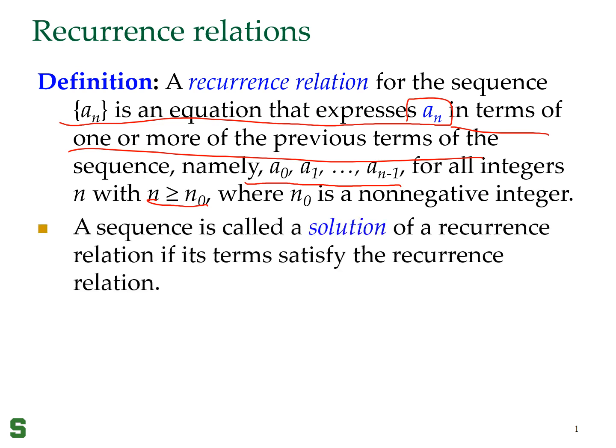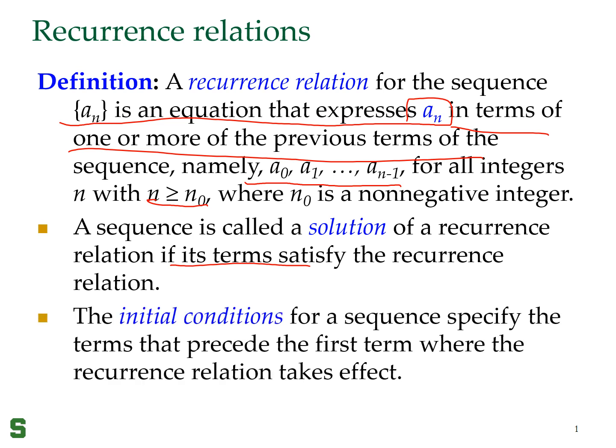A sequence is called a solution for the recurrence relation if its terms satisfy the recurrence relation. In other words, if you wanted to find a term in a sequence that is specified in terms of a recurrence relation, I will have to find all the previous terms in order to find the current term. A solution will allow us to identify that term quickly by just plugging in the value of n in that sequence. The initial conditions for a sequence specify the first few terms in the sequence before the recurrence relation takes effect.